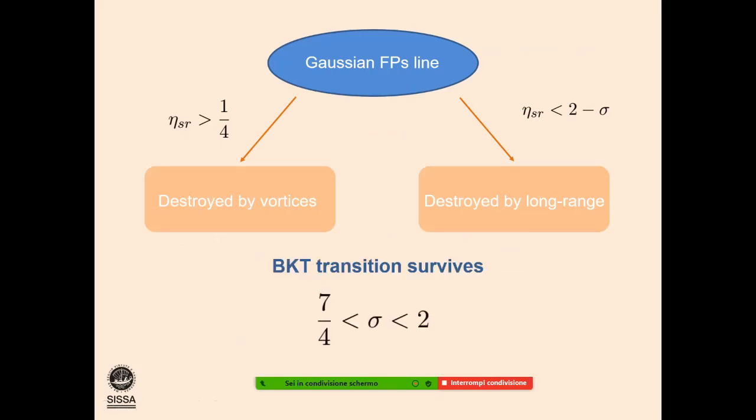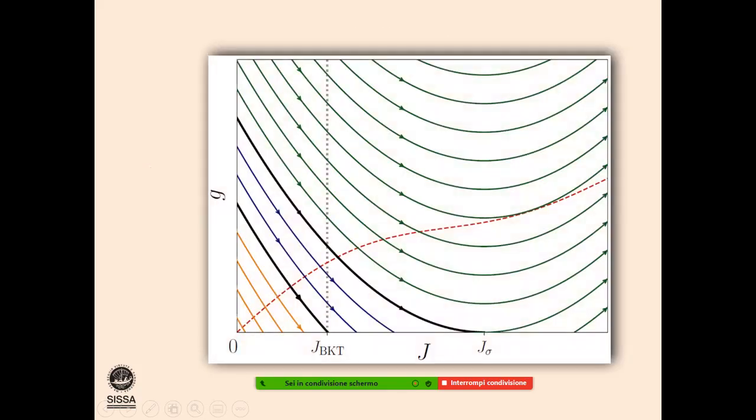Now, our analysis tells us that there is a chance for the BKT transition to survive as long as sigma is in between 7/4, that is 2 minus 1/4, and 2. This is confirmed by a more careful renormalization group analysis. In fact, if we do a perturbative renormalization group in G, we see we have this picture.